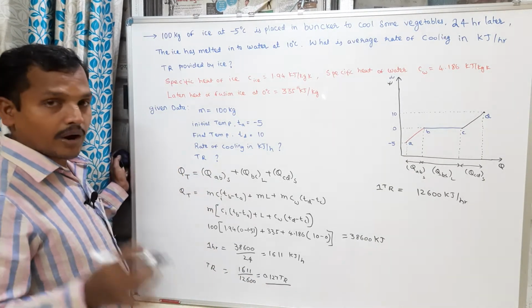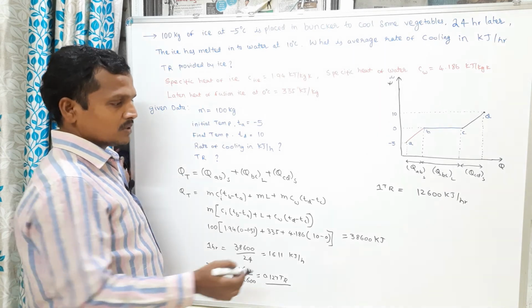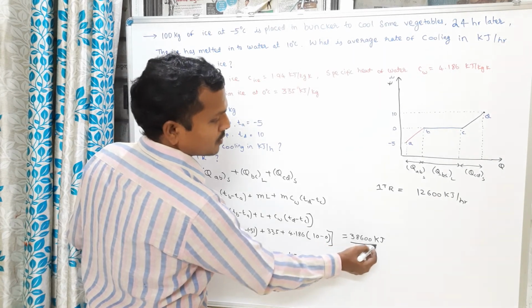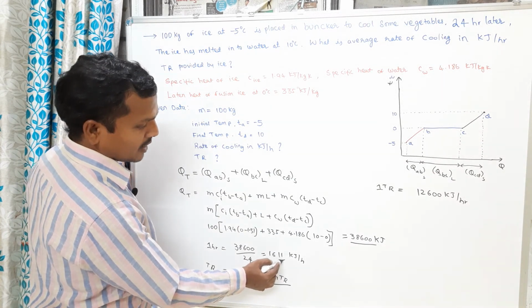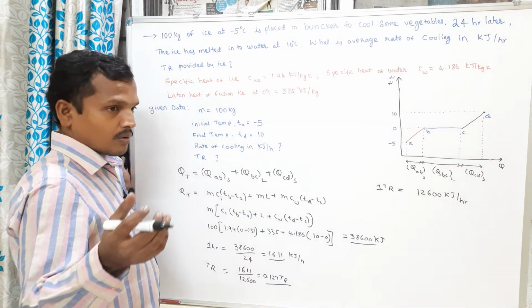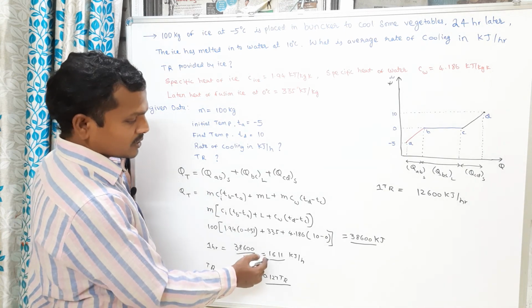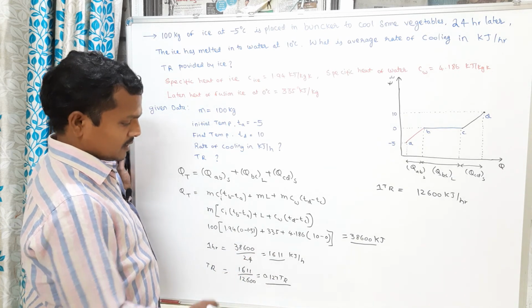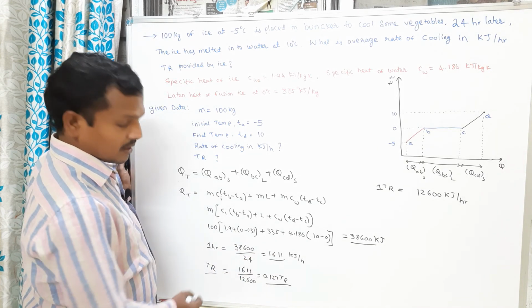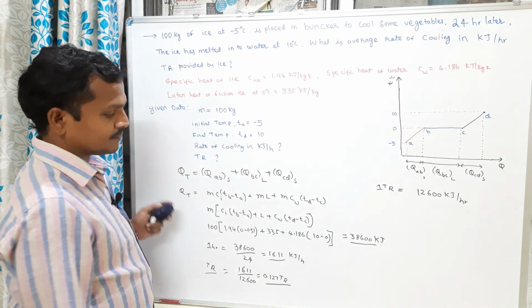So the amount of heat absorbed from the vegetables in 24 hours is equal to 38,600. In 1 hour, the amount of heat absorbed by the ice from the vegetables is equal to 1611 kilojoule per hour. So the capacity in ton of refrigeration is equal to 0.127.